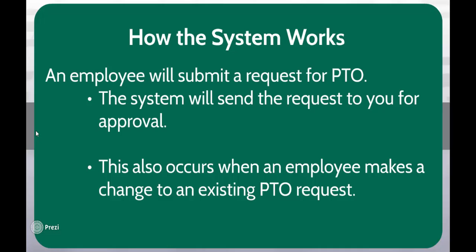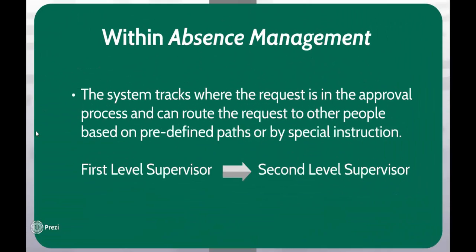When an employee on your team submits a paid time off request or modifies an existing request, the system will automatically route the request to you for approval. The system tracks where the request is in the approval process and will send the request to others based on lack of response or by special instruction. Example, if you are a first level supervisor and you do not respond to a paid time off request within 14 days, it will escalate to your supervisor.